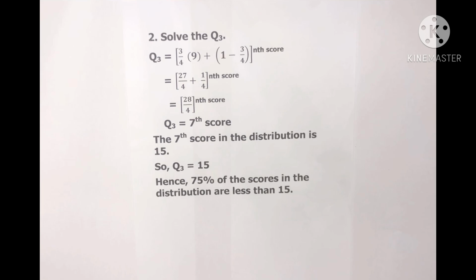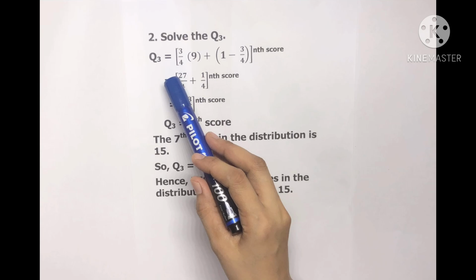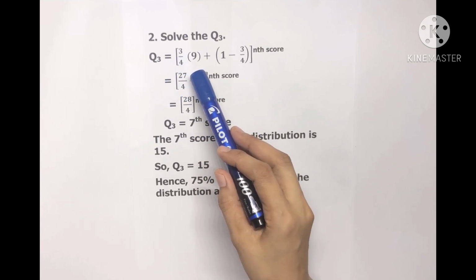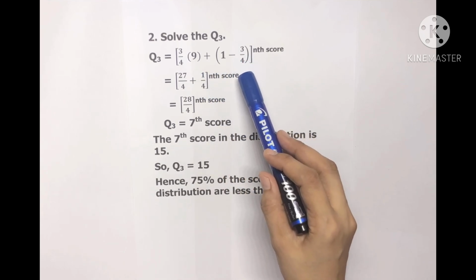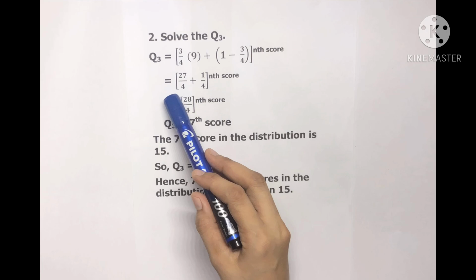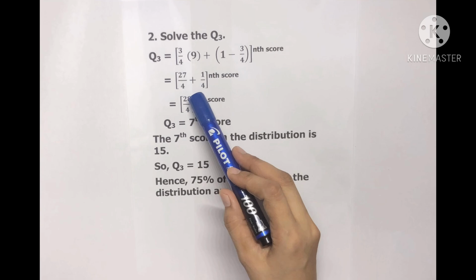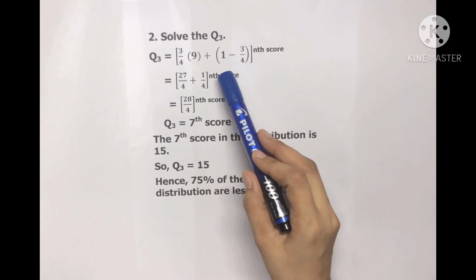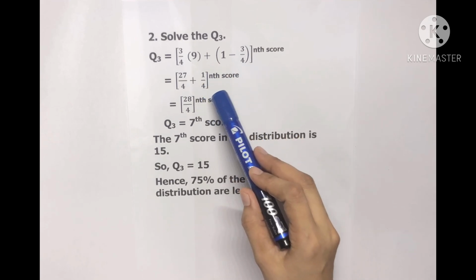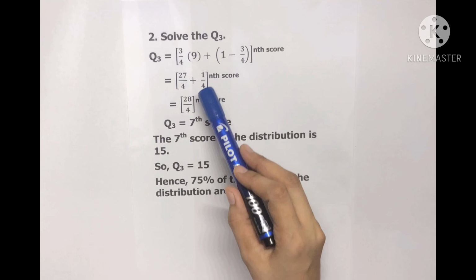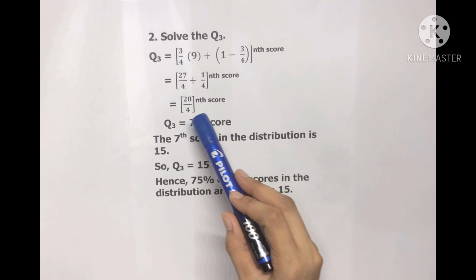Okay, let's proceed to example number 2. Solve the Q sub 3. So Q sub 3 is equal to 3/4 times the quantity of 9 plus 1, nth score, because our n is 9. So it is equal to 3 times 10 over 4, which is 30 over 4 nth score, and 28 divided by 4 is 7.